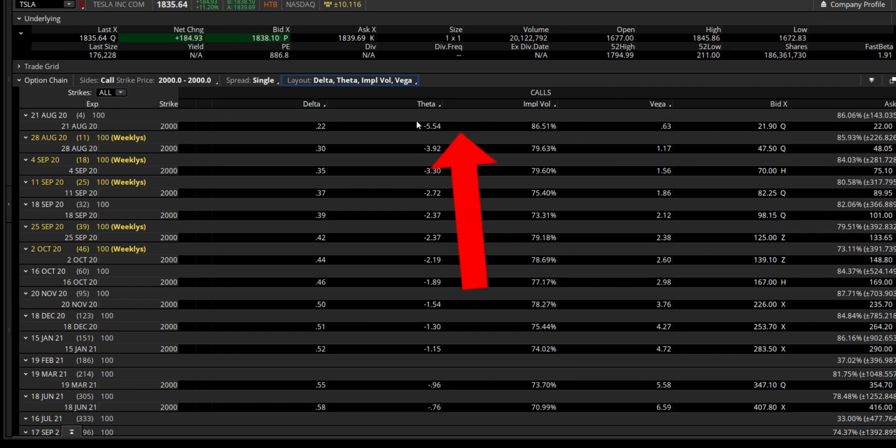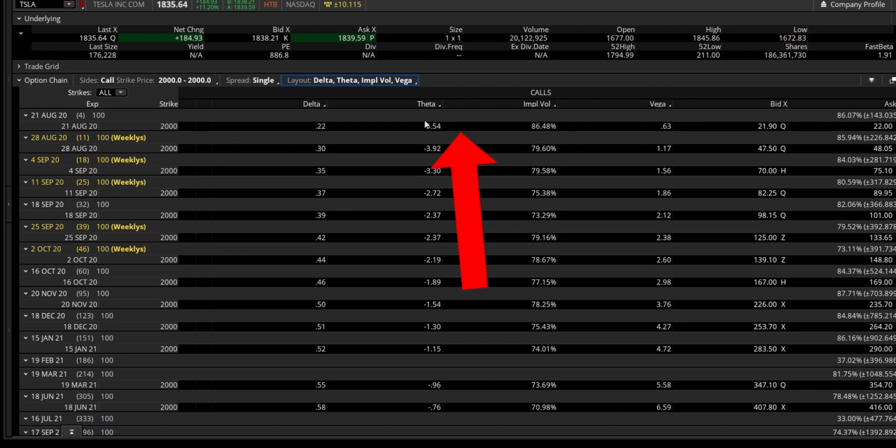So theta tells you how much time decay you're going to have each day. Okay? So I'm going to lose $5.54 on my $20 option. That's 25% of the value is going to drop in the next one day because I only have 4 days to expiry. You understand? So I'm going to lose 25% tomorrow on this call option if the stock goes sideways. That's crazy, right? It makes it really hard to try to recover that money.